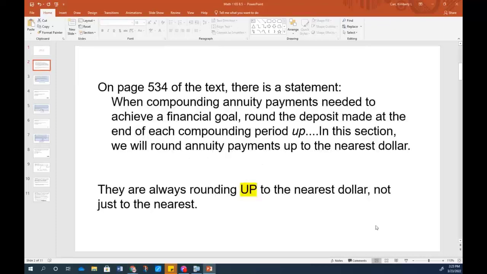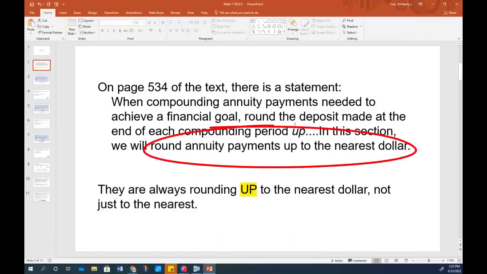Now, before we get too far into it, just a notation, because otherwise you're going to get your answers wrong. On page 534 of the textbook, they point out that they round up. Because if you round money, if it's part of a dollar and you round it down, then you might end up being slightly short. And so you're going to want to end up rounding it up to the next dollar amount. So always round up when you are calculating these payments. Particularly, it says that for annuity payments. Round up for annuity payments.